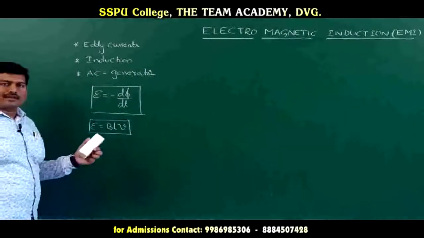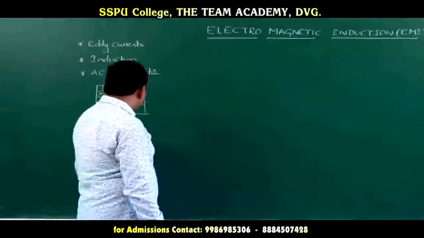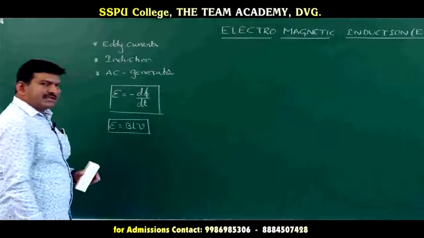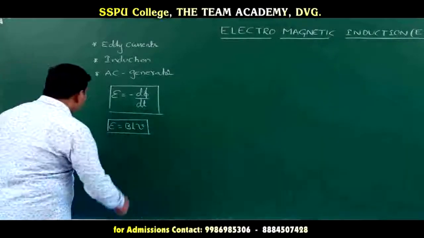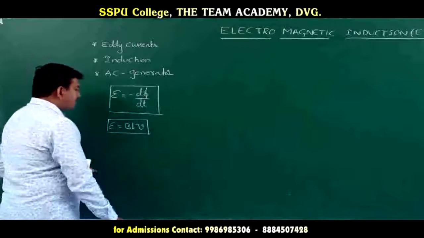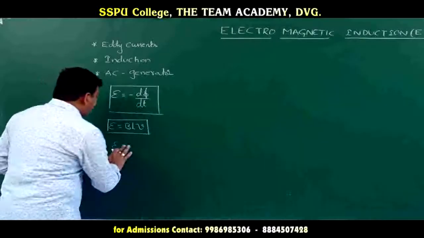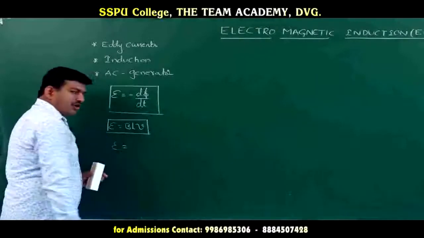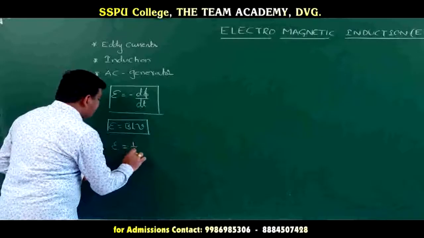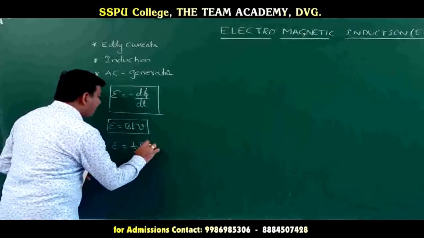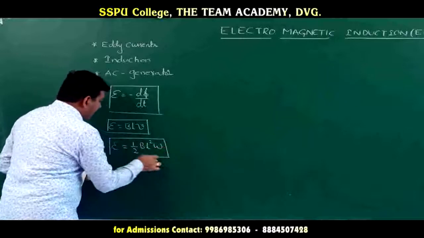When a rod of length L moves in a magnetic field B with velocity v perpendicularly, the induced EMF is given by E = BLv. Later we studied the rotational EMF. When a rod is rotated in a uniform magnetic field with constant angular velocity omega, the rotational EMF is given by the formula half BL squared omega, where L is the length of the rod and omega is the angular speed.